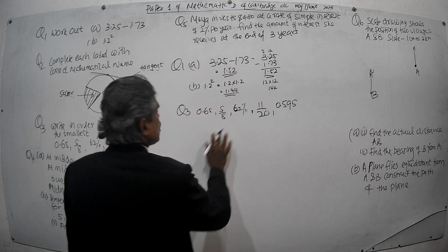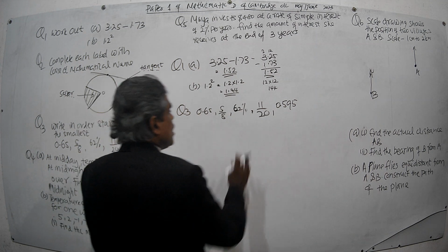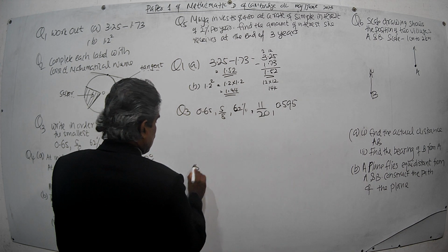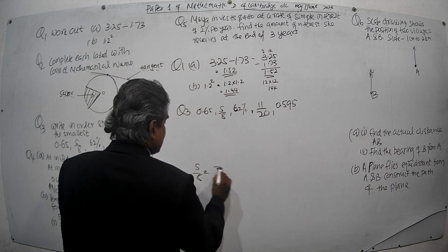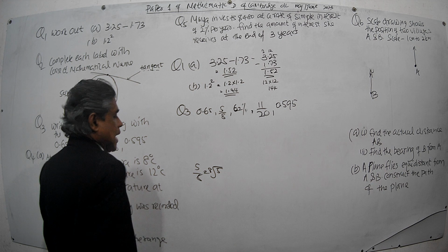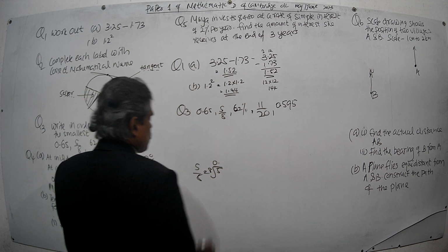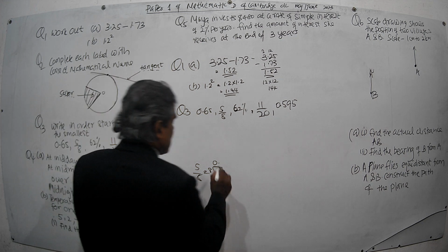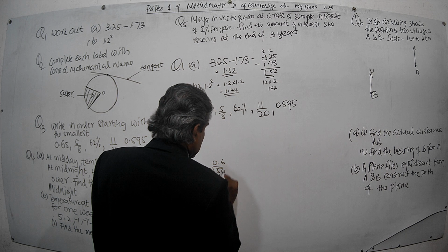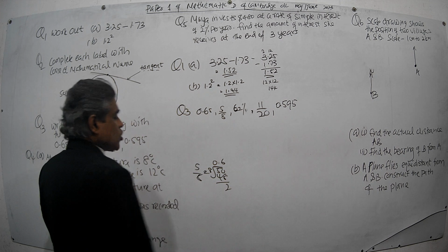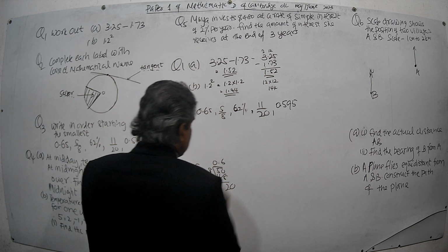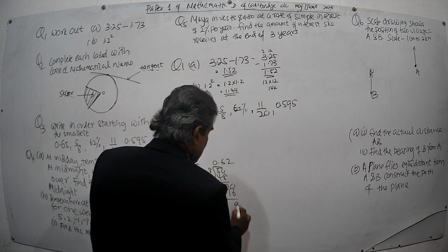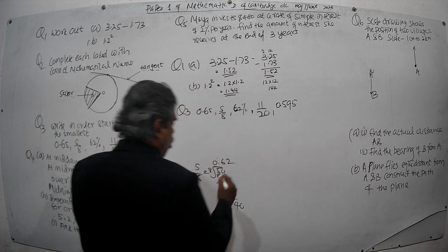Then we will convert 5 over 8, 62% and 11 over 20 into decimals. 5 over 8: you divide 5 by 8. 8 into 5 is 0, then you take 0 to make it 50. 8 times 6 is 48. Then 2 is left. For that 2 also we take 0, making 20. 8 times 2 is 16. Deduct 16 from 20, it is 4. Then take another 0, 40. 8 times 5 is 40.